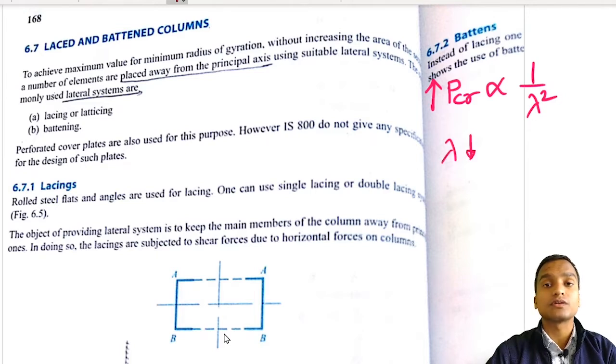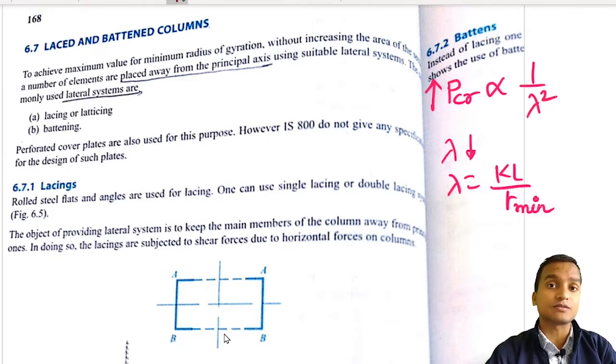Slenderness ratio should be lesser and lesser, and we know that slenderness ratio is equal to effective length by radius of gyration, and the radius of gyration is taken as the minimum value out of the two available for the major axis and minor axis. And we know that the minor axis is the critical axis along which buckling occurs, and the minor axis has the least value of radius of gyration.